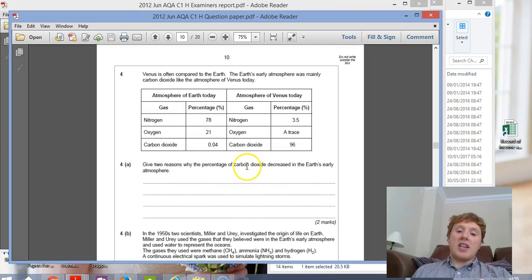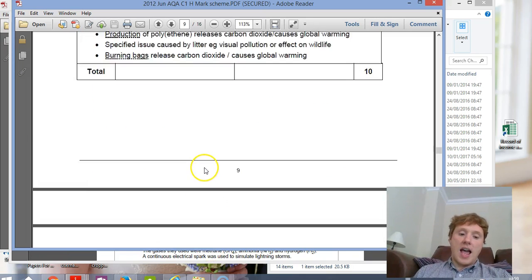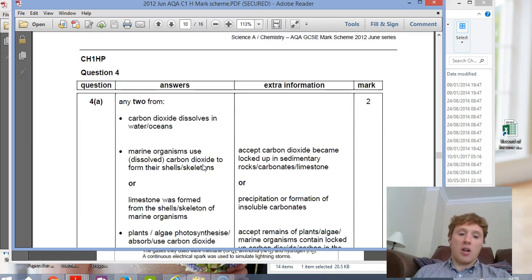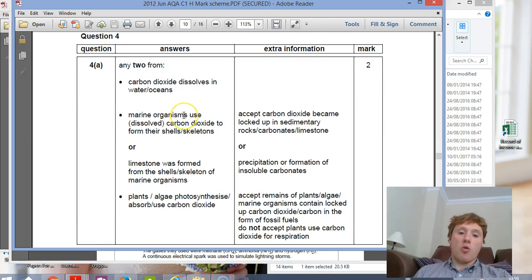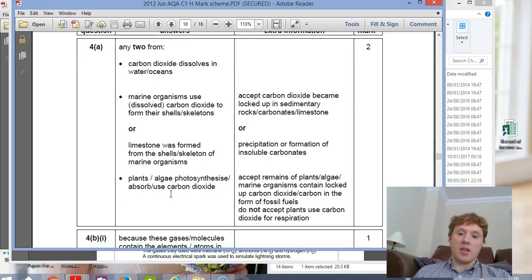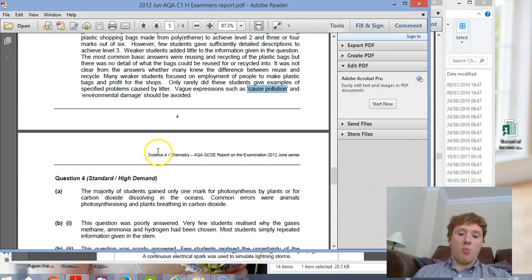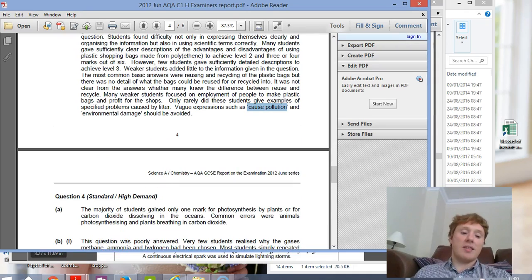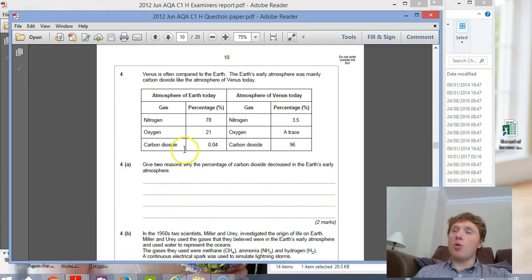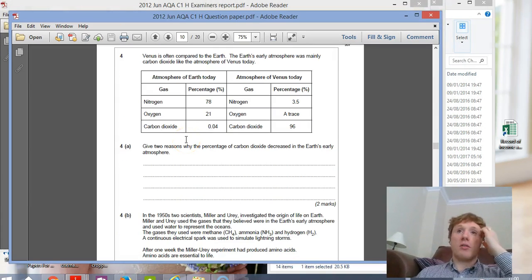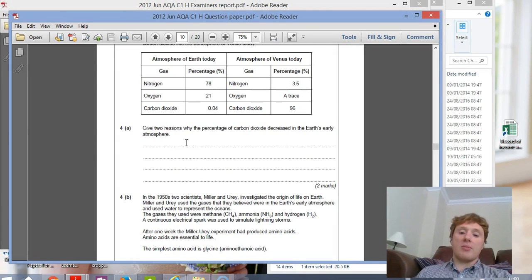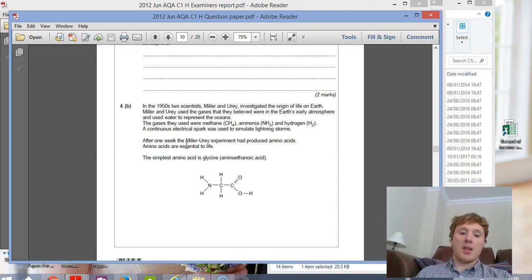So why did the percentage of carbon dioxide decrease in the Earth's early atmosphere? Off you go. Right, and you should have written something like: dissolved in the oceans, marine organisms used it for their skeletons, limestone, and photosynthesis. Those are three possible answers. The majority of students got one mark for photosynthesis. People always forget that oceans absorb tons of carbon dioxide, so remember that. And also, animals that use calcium carbonate for their shells, etc., do it.